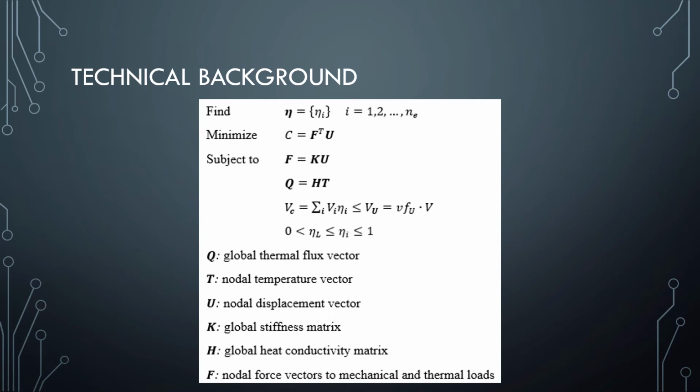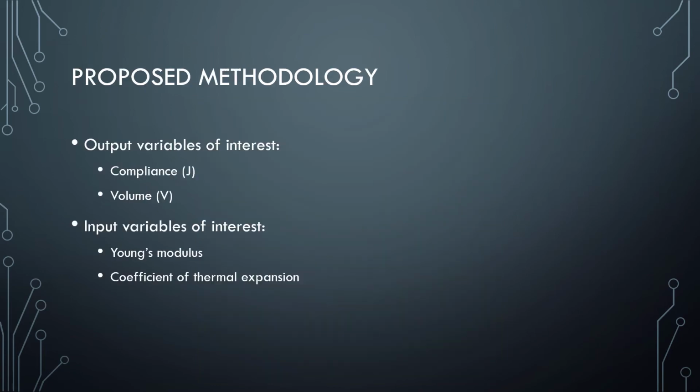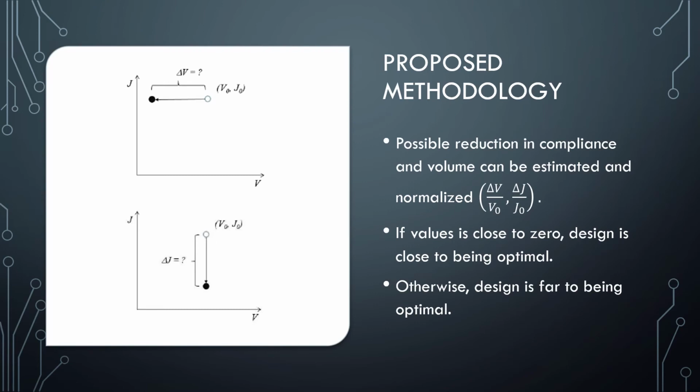The formulation can be expressed as a compliance minimization subject to volume constraint. For any topology optimization problem, there are two main conflicting output variables of interest: the compliance and the volume. For a thermoelastic problem, for simplicity, the input variables of interest are the Young modulus and the coefficient of thermal expansion. The initial design can be represented as a point in a volume versus compliance graph.